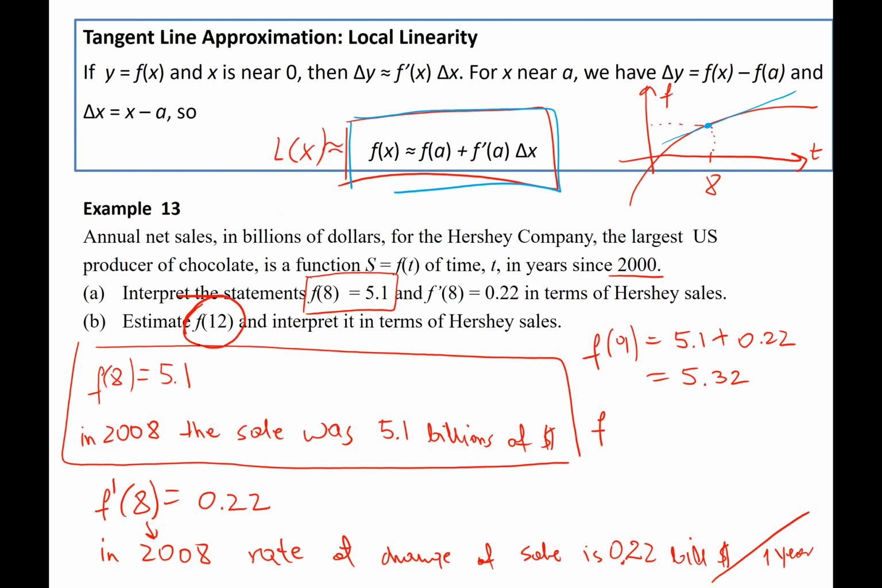Okay, shall we keep working on this? We can keep adding, because they're asking us to estimate f of 12, which I do have quicker, but we can do this. What about f of 10? Who can give me the value? What will be the sale in 2010? 5.1 plus the rate of change, times 2, because the time is 2 years. Who can give me the final answer? Who can do the math for me?